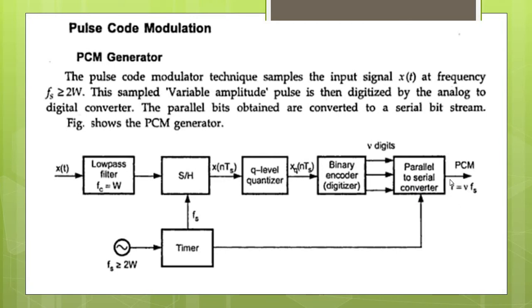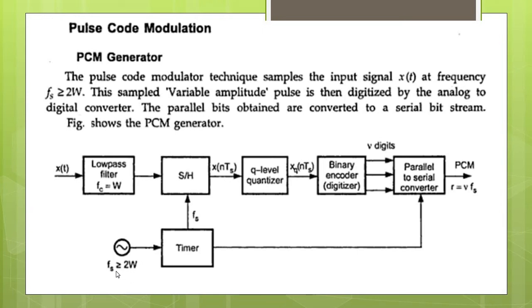So at the output of the parallel to serial converter, we have a stream of bits which are ones and zeros. This is the required pulse code modulated output. In addition to this, we have another block here, which is the timer, which is to provide synchronization between the various blocks in this PCM generator.